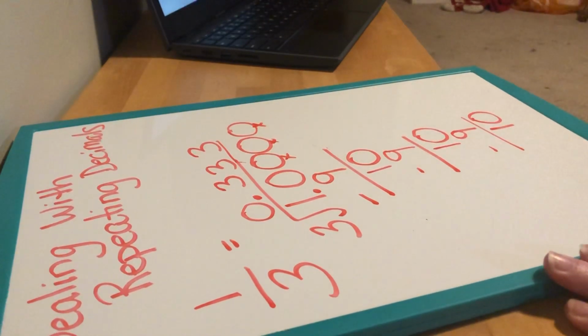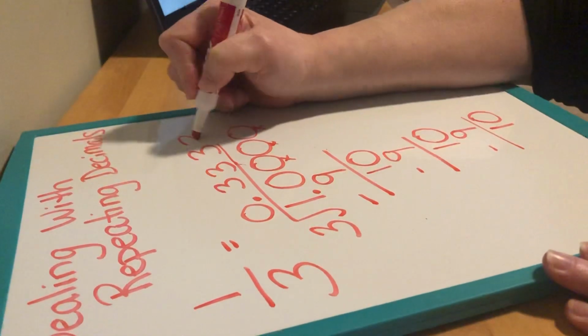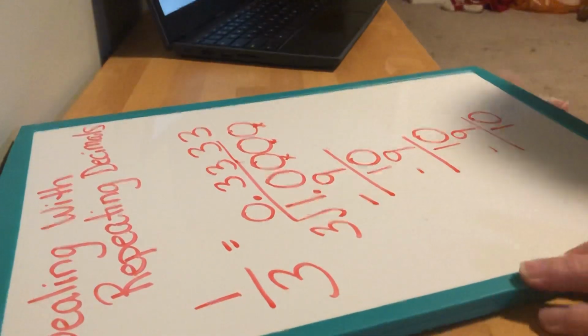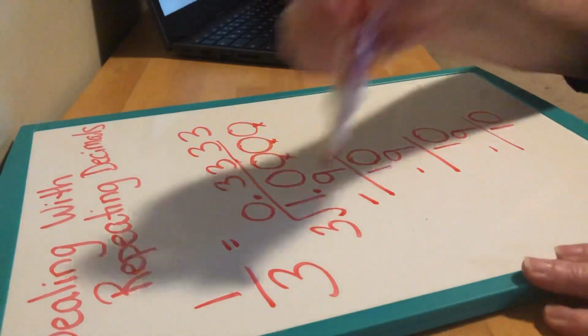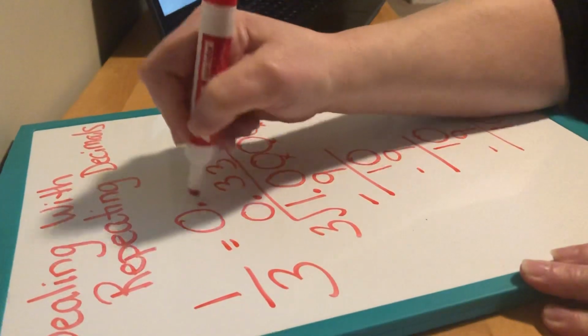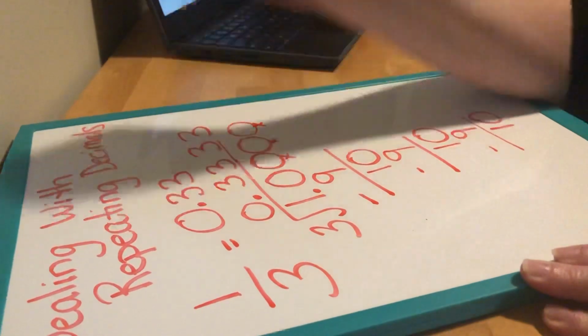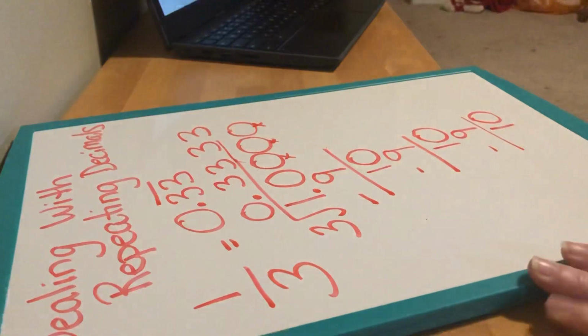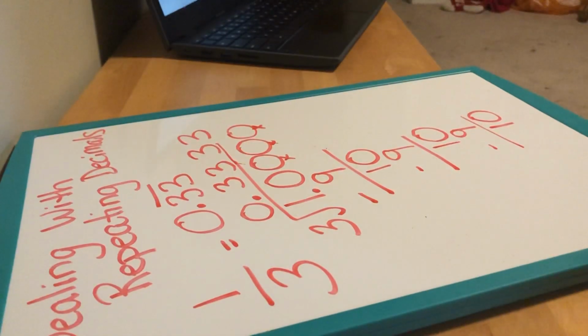It is repeating because I'm going to constantly get 3s all the way across the top. So we've created a repeating decimal. So my answer for what is 1/3 equal to, it is 0.33. And because that 3 repeats over and over again, I'm going to call that a repeating decimal.